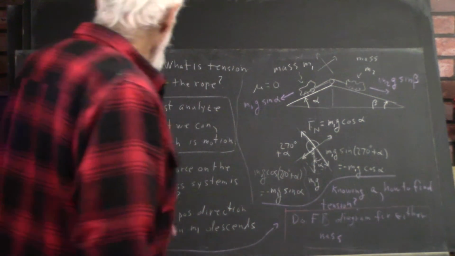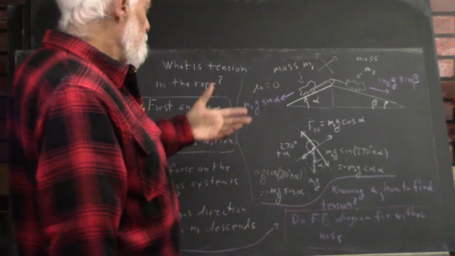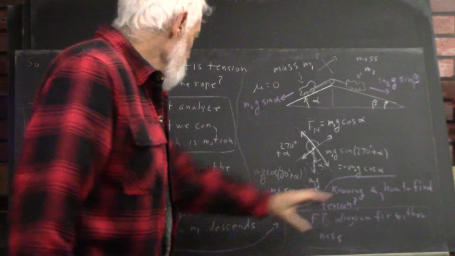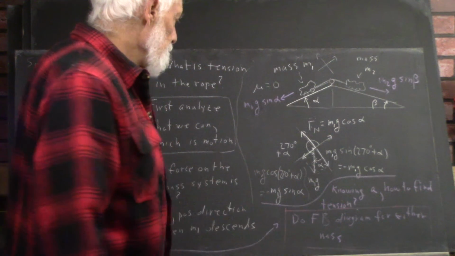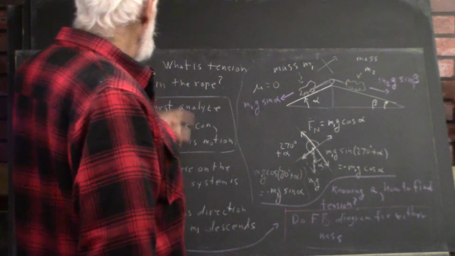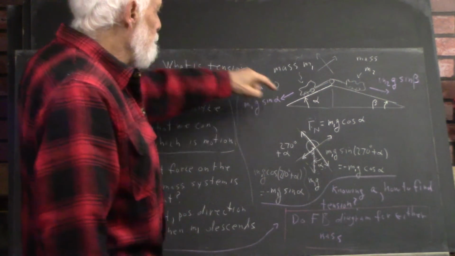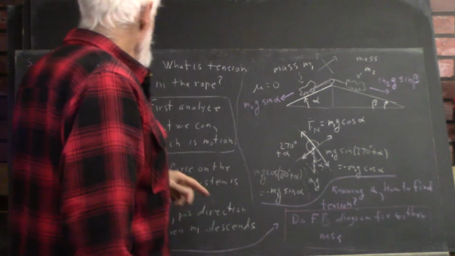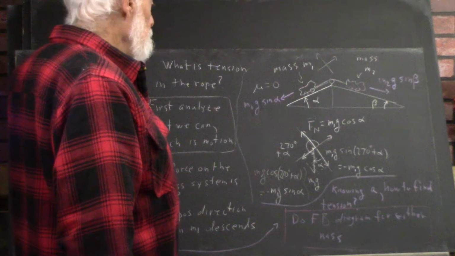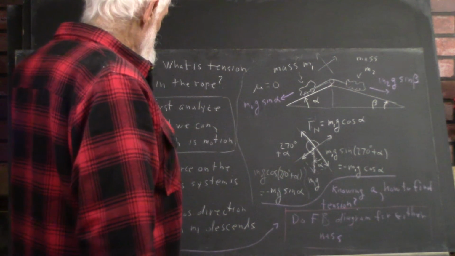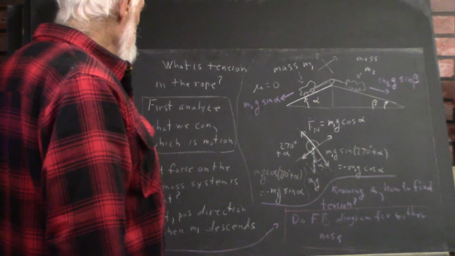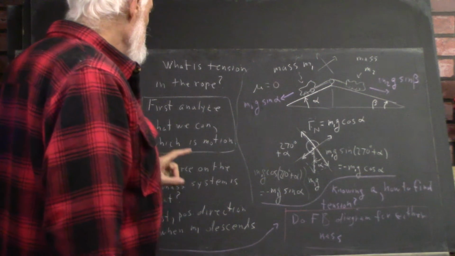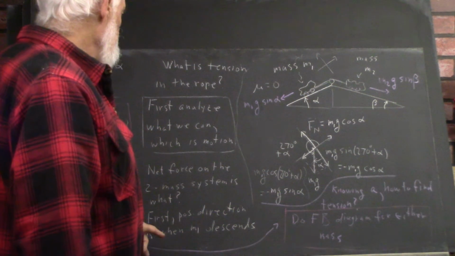Okay, so what we're after is the tension in the rope. Now, this actually came from over here, so I mentioned it a little bit early. Let's go over here. What's the tension in this rope? How do we get the tension in the rope? Well, first analyze what we can, which is the motion. The net force in the two mass system is what? Well, choose the positive direction.